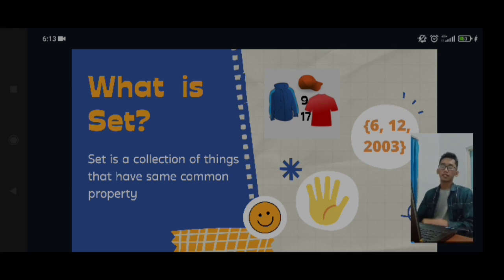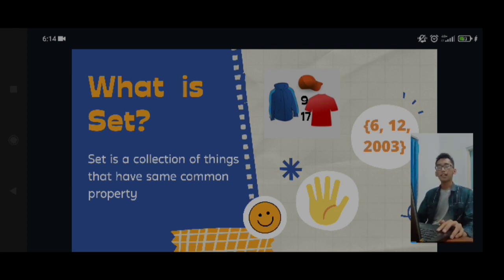This example can also be used with our fingers. For example, we have five fingers: the thumb, index finger, middle finger, and so on. That is a collection of things, and they all have the same common property, which is being our fingers. That's why they are a set. And the easiest example is that you can just pick random numbers, for example 6, 12, 2003. They are three random numbers, but they also have the same common property, which is numbers randomly picked by us. So that's why the three of them can become a set.